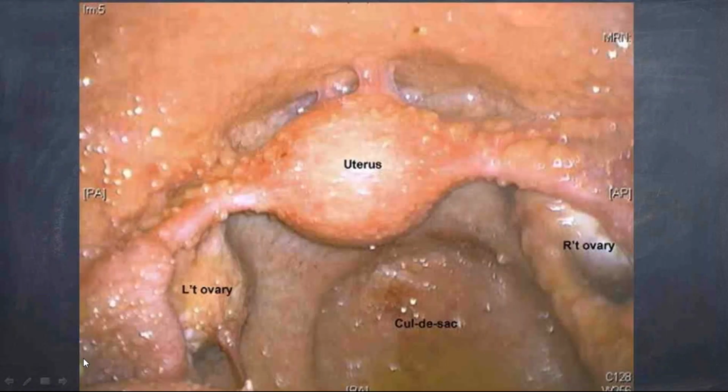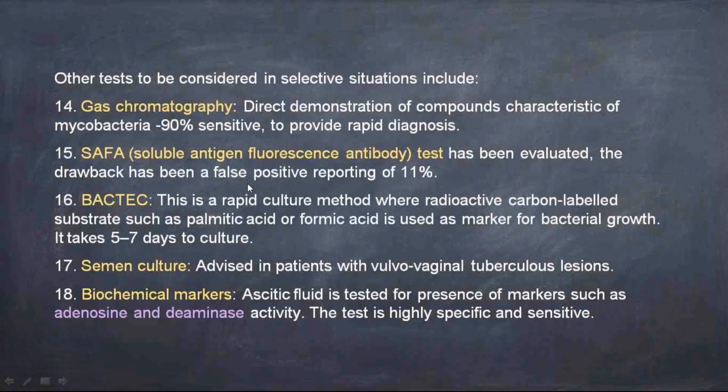So it is again, excuse me. This is again a laparoscopic view of the TB pelvis, on the uterus, on the ovary. What you are looking at in this picture are the small tubercles all over the pelvic cavity, on the serosa of the pelvic cavity. So other tests are gas chromatography, BACTEC, semen culture, and some biochemical markers like adenosine deaminase.